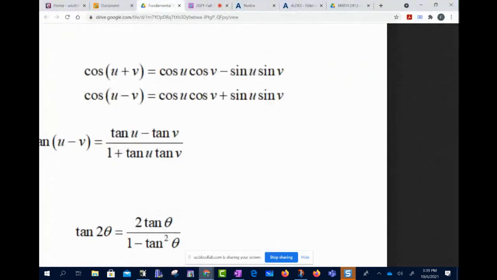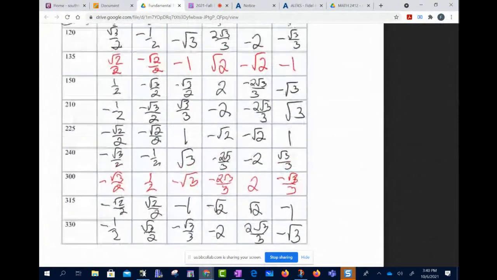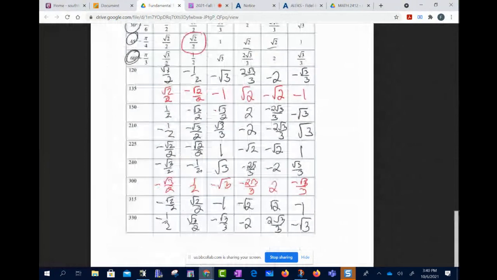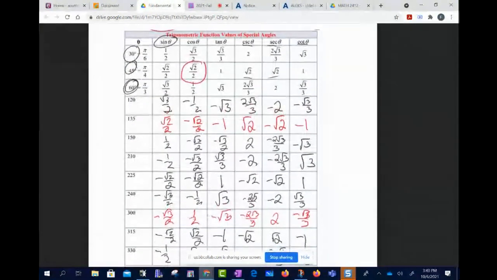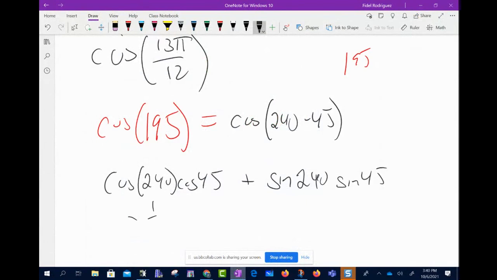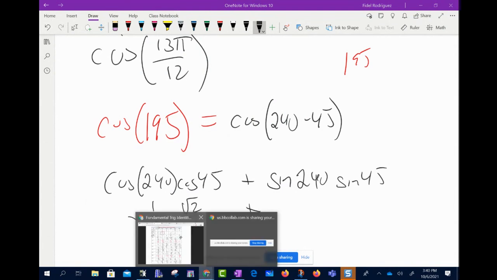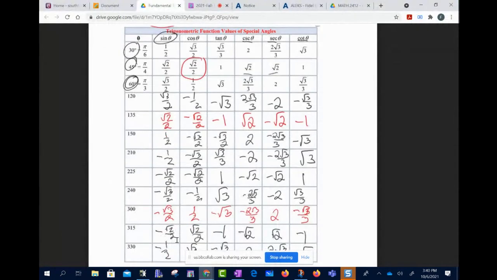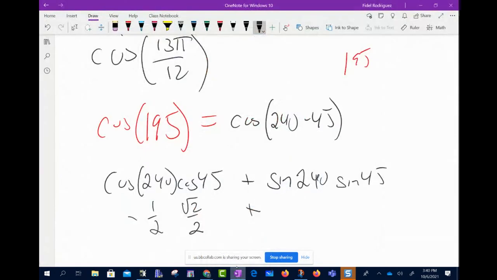Okay, so let's use our table here. Let me come back, let me get my table. Come back over here. Alrighty. And we're looking at the cosine of 240, which is negative 1/2. Cosine of 45 is square root of 2 over 2. Sine of 240 is negative square root of 3 over 2. Sine of 45 is square root of 2 over 2.